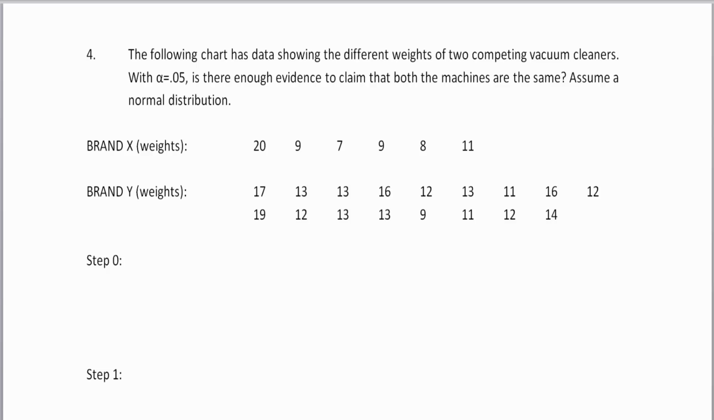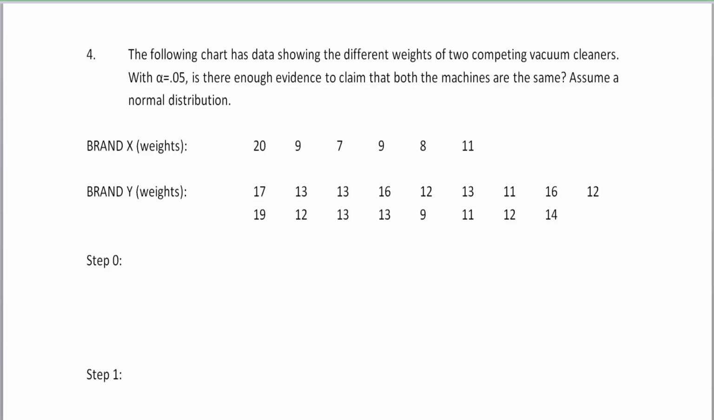In this video, we're going to continue doing more two-sample t-tests, but in this case, we're actually going to use the data that is actually given to us. So here we have a chart showing the data between the weights of two competing vacuum cleaners. With an alpha of 5%, is there enough evidence to claim that both machines are the same? Assume a normal distribution.